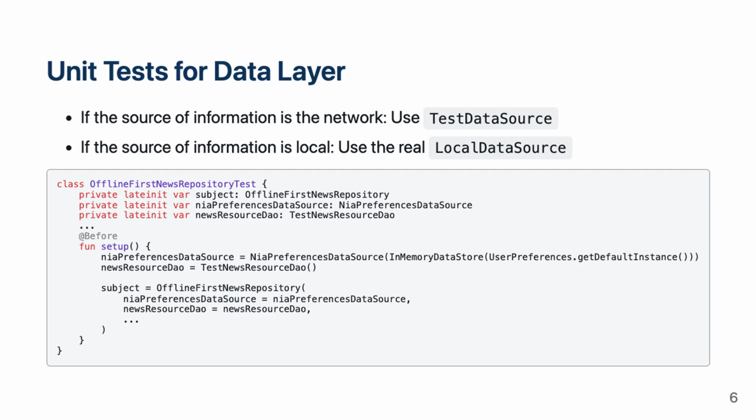Next, I will explain unit testing for the data layer. In data layer tests, the key is how you handle each data source. When the network is the data source, use a test data source to avoid slowing down the test speed. On the other hand, when local storage is the data source, use a real data source in memory. This is because it is recommended to use real classes as much as possible, and in memory data sources operate fast enough.